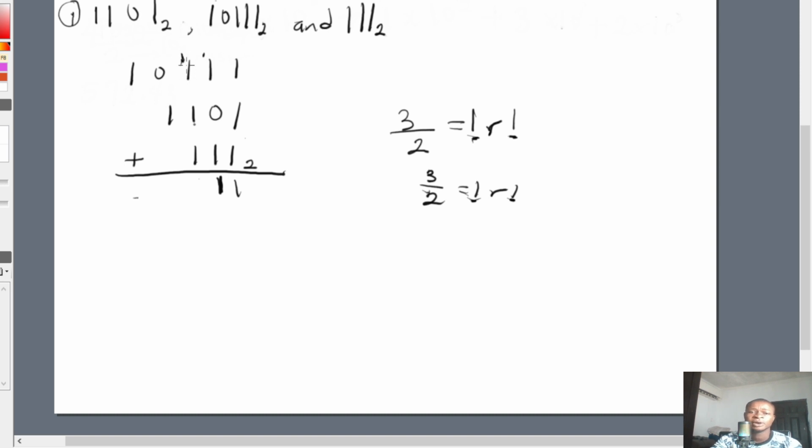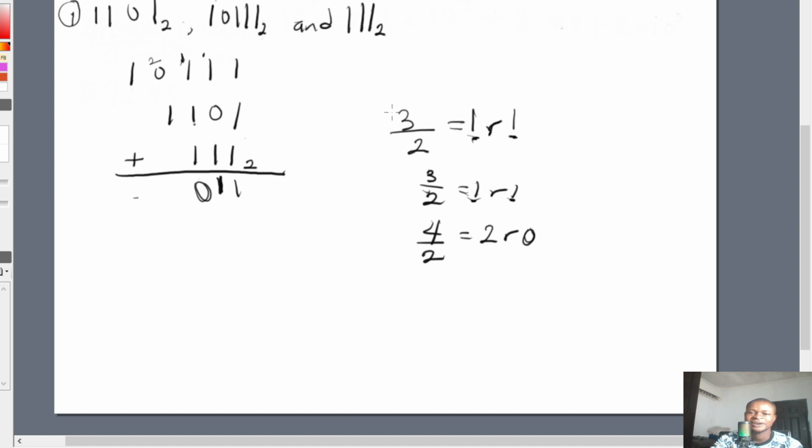So here we have 1 plus 1, which is 2, plus 1, which is 3, plus 1, which is 4. So 4 is greater than the base here. So I'm going to have 4 divided by 2, which gives me 2, remainder 0. So the remainder will be here, which is 0, and now I transfer the 2 here. So here I will have 2 plus 0, which is 2, plus 1, which is 3.